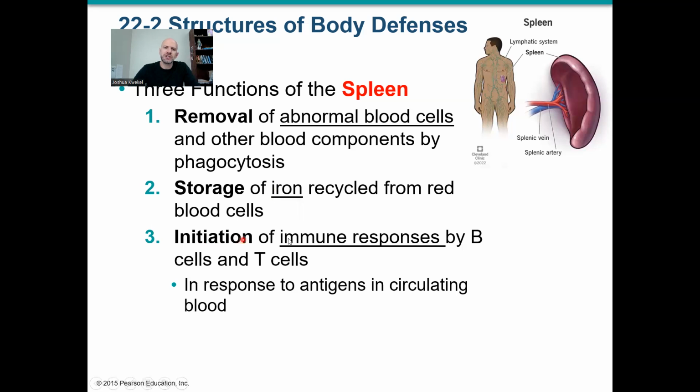Third function here is the initiation of an immune response by B and T cells. So three major functions here of the spleen. Red blood cell graveyard, processing iron, and then the third function here. I want you to think about it kind of like a big lymph node. The spleen functions like a large lymph node in that you have antigen presentation occurring, that is a dendritic cell or a macrophage doing antigen presentation and then activating B cells and T cells. But the fluid that a spleen processes is not lymph. The fluid that a spleen processes is blood. But it functions in a very similar fashion.